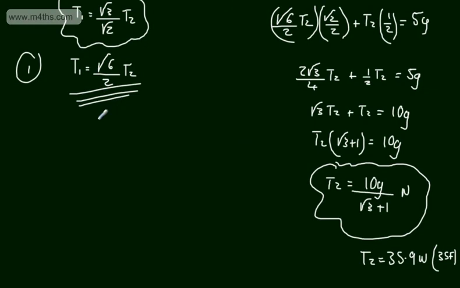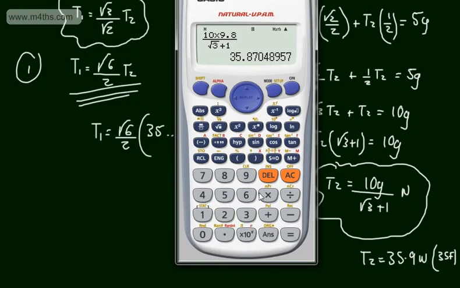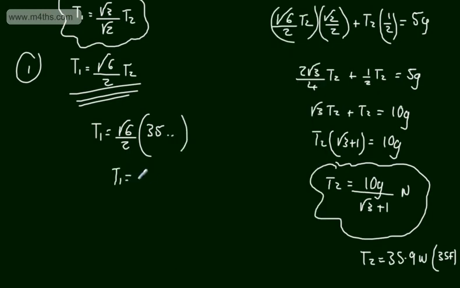Now if we look at this, we can get T1 from that. So T1 is going to be equal to root 6 over 2, and then we're going to have the 35.9, and so on and so forth. So let's go ahead and do that. All I'm going to do now is multiply this, and you might want to store this just in case you make an error. We'll multiply this now by the root 6 over 2, and that will give us T1. So we end up now with 43.9. So T1 is going to be equal to 43.9 newtons, and that is given to three significant figures.